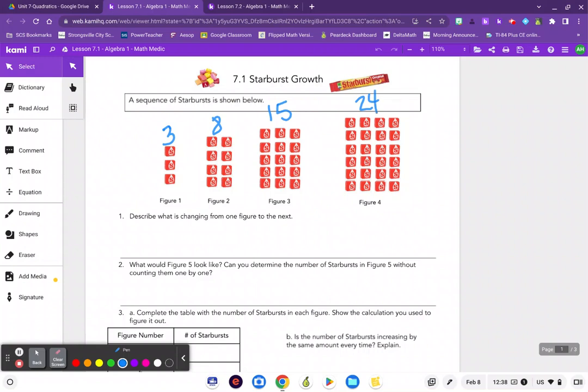And if I had to describe how it's changing, to me it looks like I have 1 column but 3 rows. Let's see, here I have 2 columns, but now I have 4 rows. I have 3 columns, and now I have 5 rows. So it looks to me like I'm adding 1 column and 1 row to each figure.